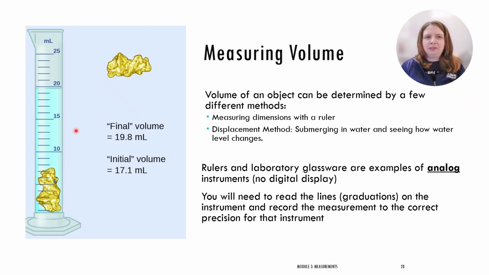A graduated cylinder can be used to measure volume using the displacement method. In this method, the cylinder is filled with water and the initial volume is recorded. An object is then submerged, and the change in water level is used to determine the object's volume.